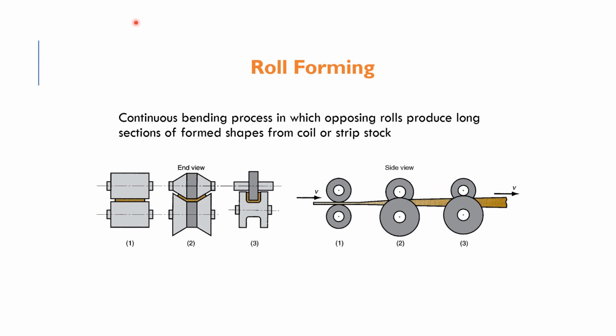The next process is roll forming. If you look at this process, the first step is when the sheet is fed in between the two rollers. Then in the middle part here, it will start to create a bending shape like this, before it goes to the third step, where in the end it will create a shape like this, like a cup, but a long strip. So that's the roll forming process.